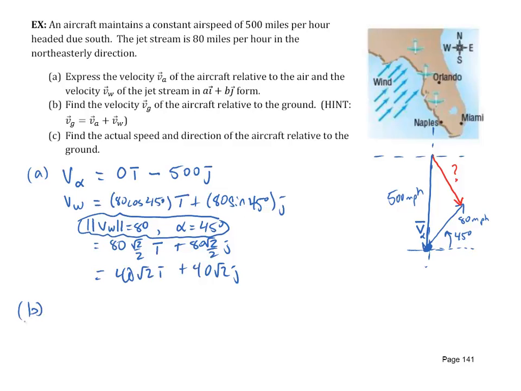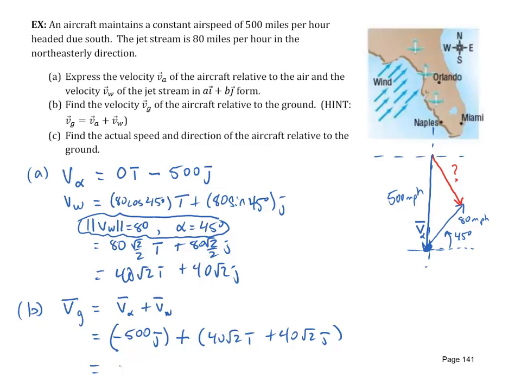It says find the velocity vg, that is a vector, of the aircraft relative to the ground. Note, and it tells us this, that the velocity of the aircraft relative to the ground would be the velocity of the aircraft relative to the air plus the velocity of the wind itself, which gives me negative 500j plus 40 square roots of 2i plus 40 square roots of 2j, which gives me 40 square roots of 2i plus, in the j component, 40 square roots of 2 minus 500 all times j.